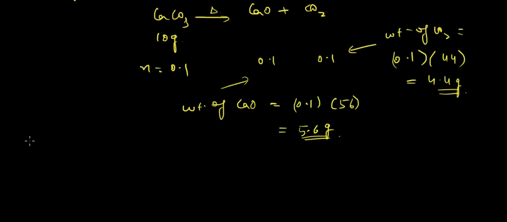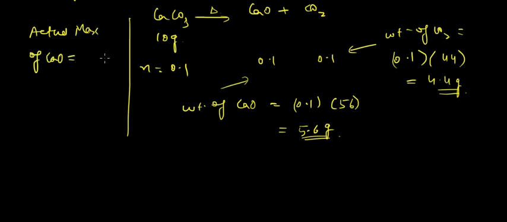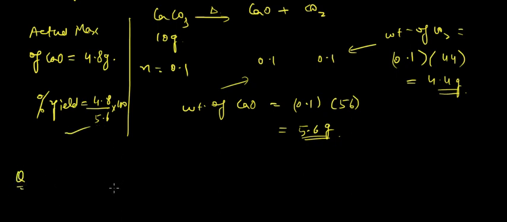But the actual mass of CaO formed was only 4.8 grams, hence the percentage yield of the reaction would be 4.8 over 5.6 into 100. Okay, so you can just calculate this. Okay, so let's move on to the next question.